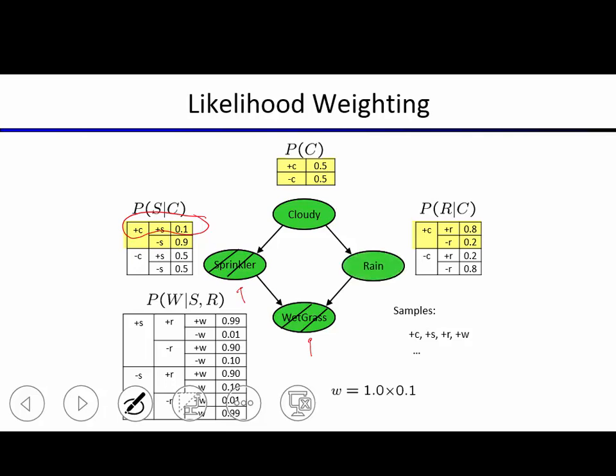The weight doesn't change here because we sampled. Then we move on to wet grass. Wet grass is fixed. We look at the conditional distribution given its parent instantiations, and then we say it's plus W, so we need to look at this entry over here and multiply that into the weight. And so we have a weight of 0.099 for this particular sample. And then we repeat this to get more samples.